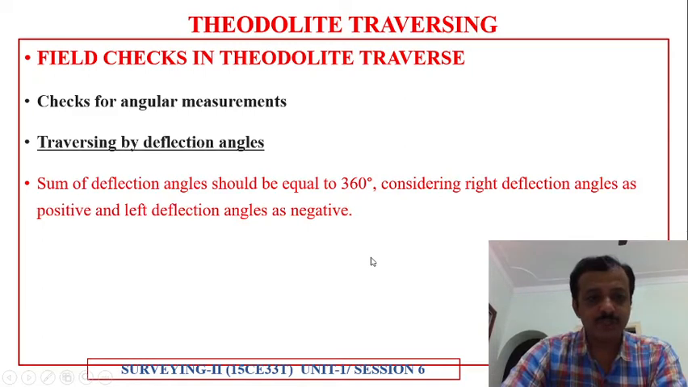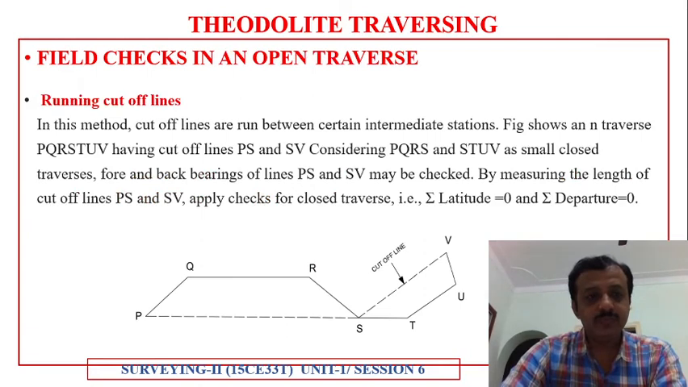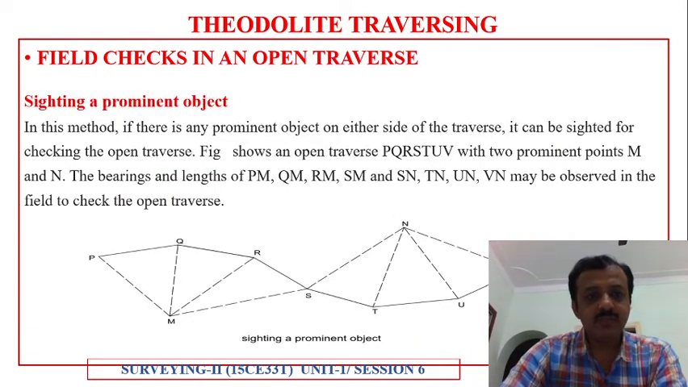Checks for angular measurements: the sum of the deflection angles should be equal to 360 degrees. If you add all the deflection angles, it should be equal to 360 degrees, considering right deflection angle as positive and left deflection angle as negative. These are some of the field checks in an open traverse.